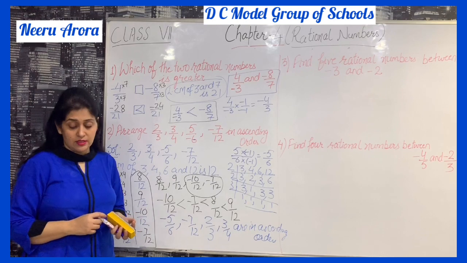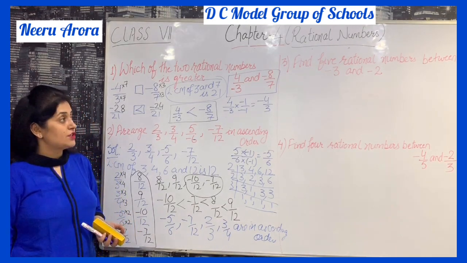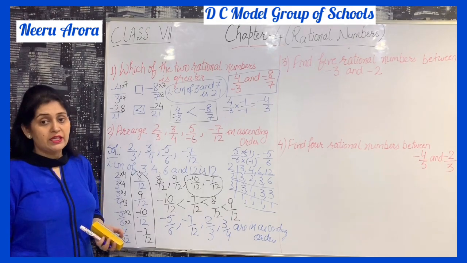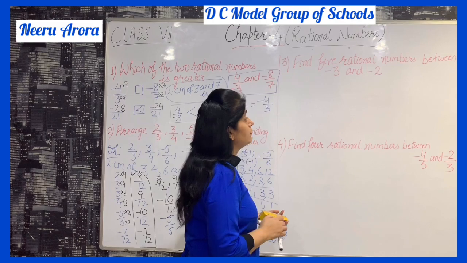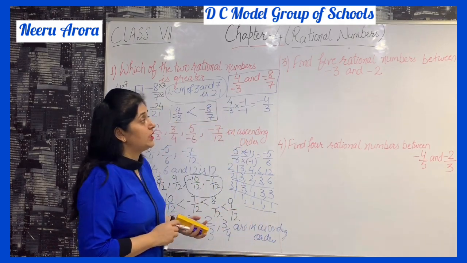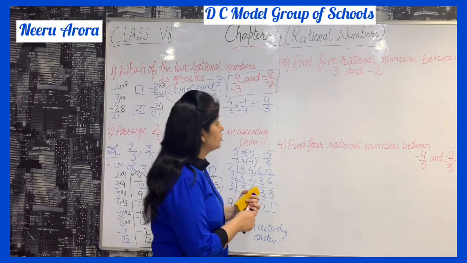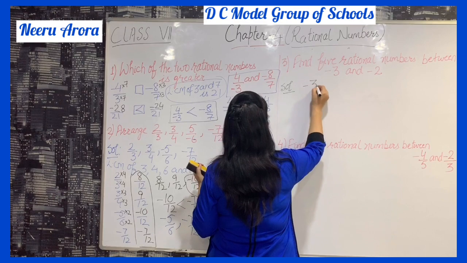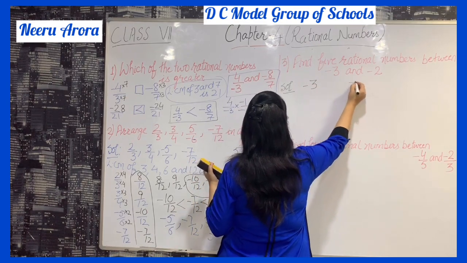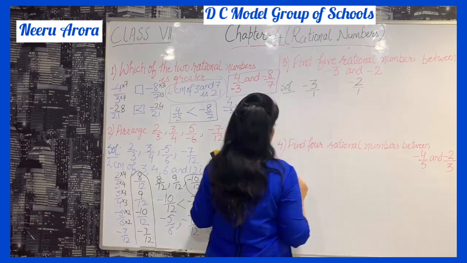Now we are going to discuss our third question, that is find 5 rational numbers between minus 3 and minus 2. What is the question? Find 5 rational numbers between minus 3 and minus 2. So how to do this? Minus 3 and minus 2. Nothing is in the denominator, we put 1.